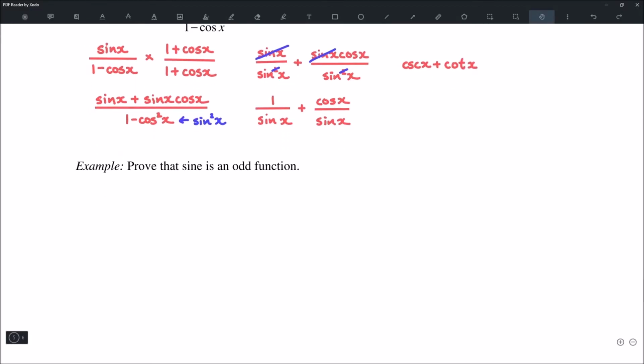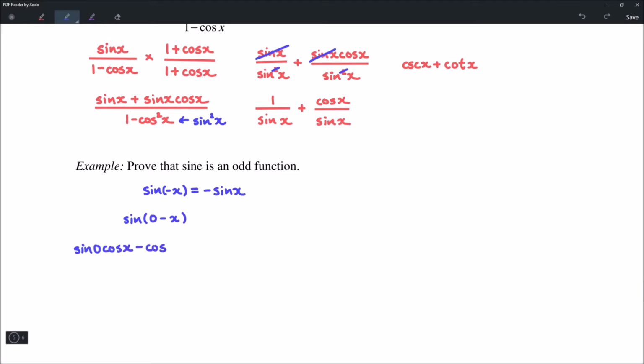Next example, we are to show that sine is an odd function. So we have sine negative x, and if it is an odd function, then it should be equal to negative sine x. So what we'll do is expand the left-hand side. So we have, instead of negative x, we have 0 minus x, which of course is the same thing. Then we can use the difference identity for sine and rewrite this as sine 0 cosine x minus cosine 0 sine x.